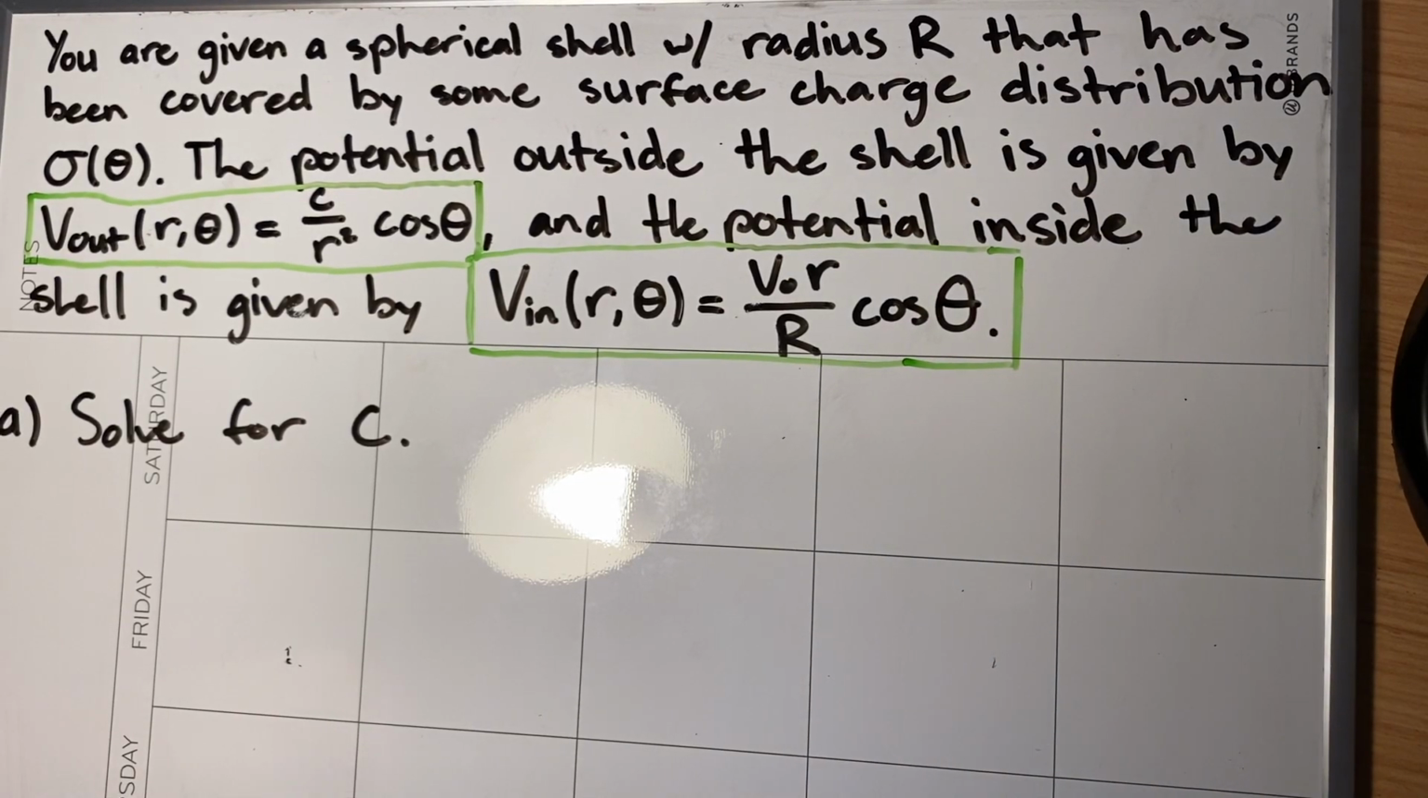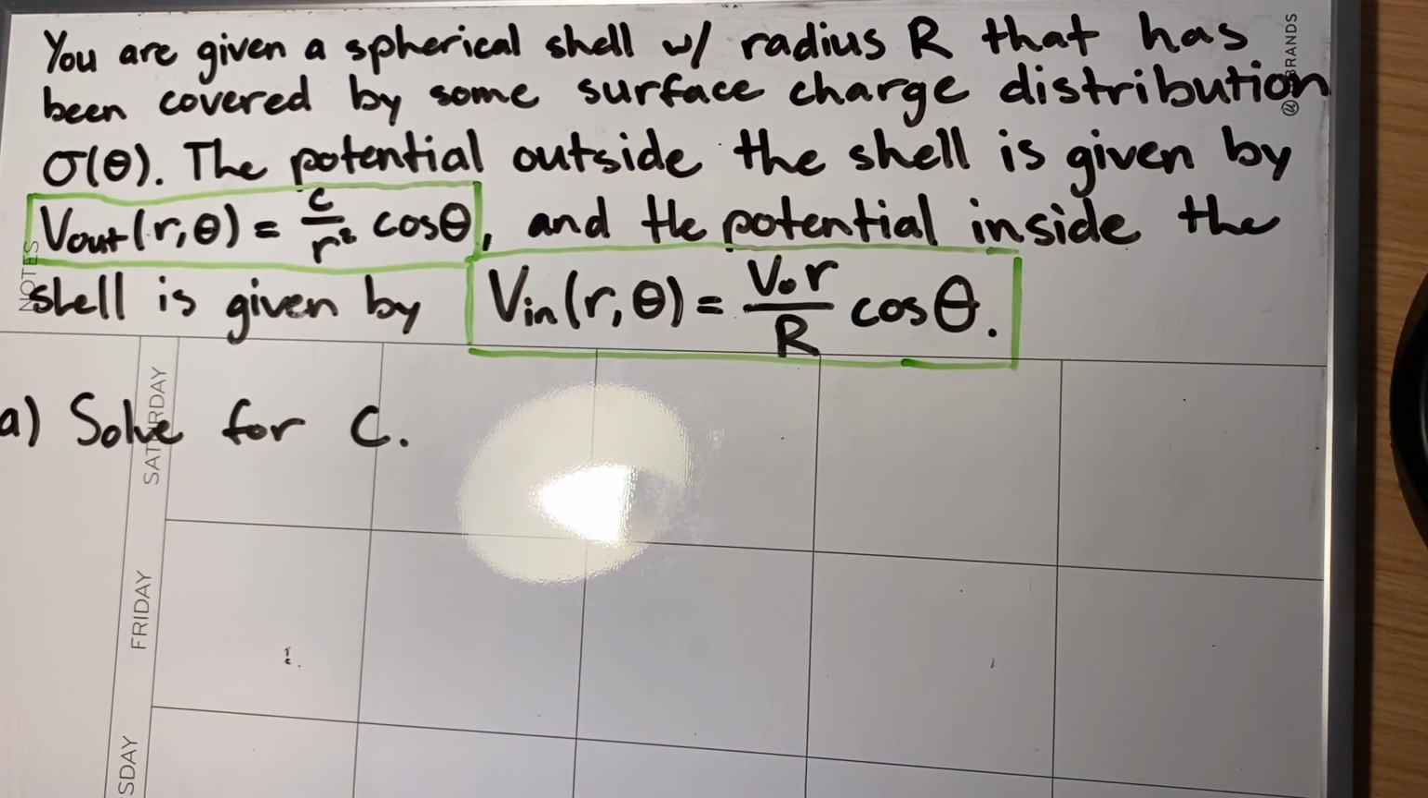You are given a spherical shell with radius R that has been covered by some surface charge distribution, sigma, as a function of theta. The potential outside the shell is given by V out as a function of r and theta, equal to C over r squared cosine theta. And the potential inside the shell is given by V in as a function of r and theta, V naught, little r over big R, cosine theta.